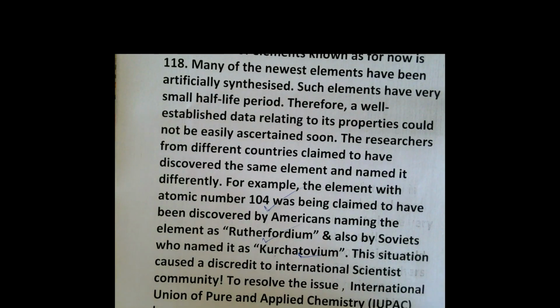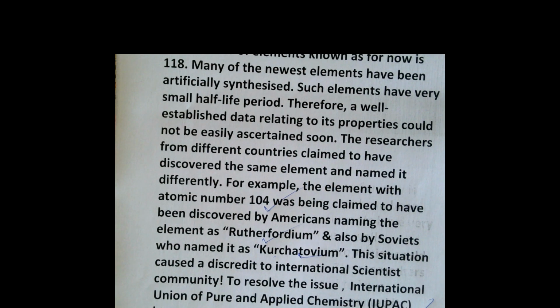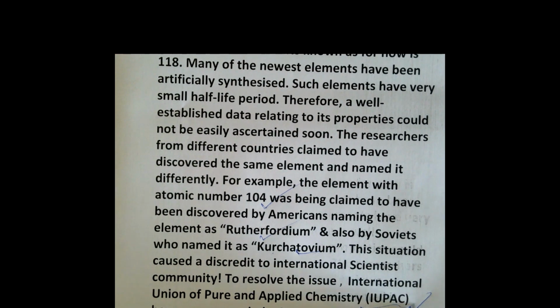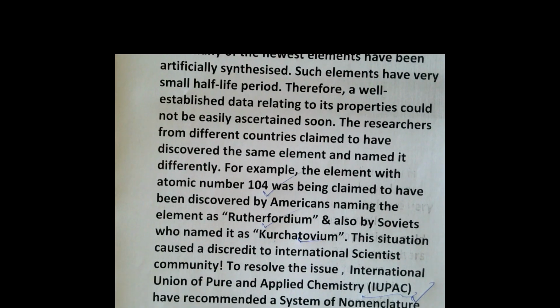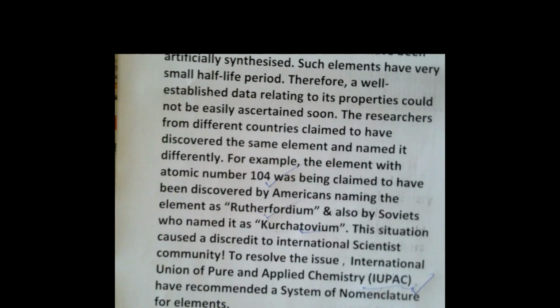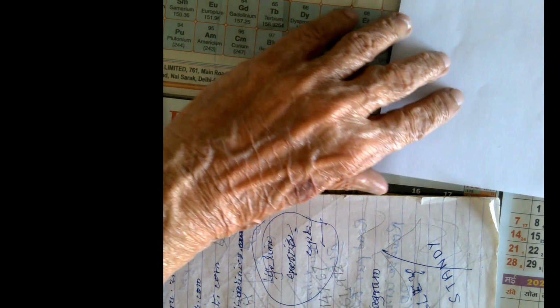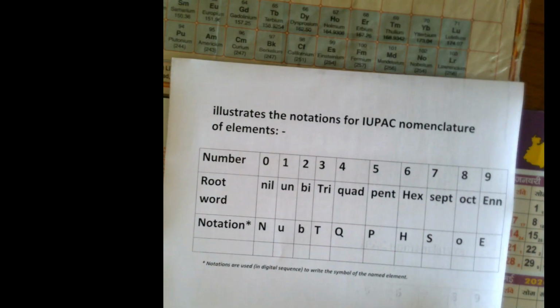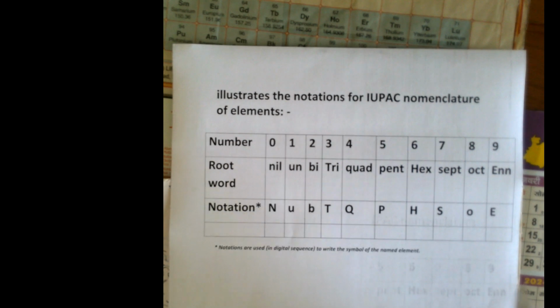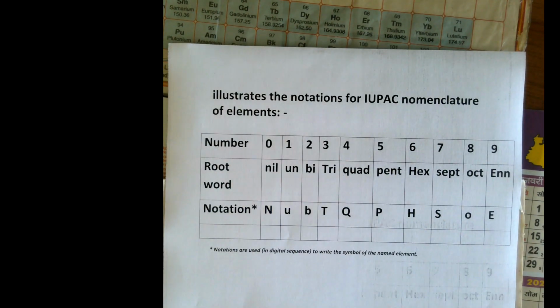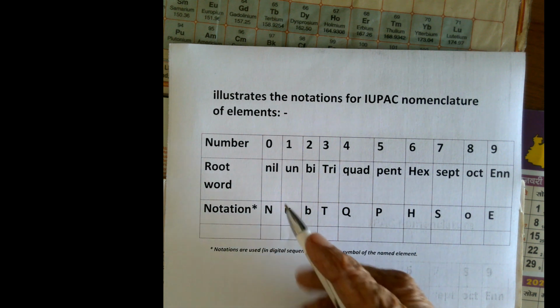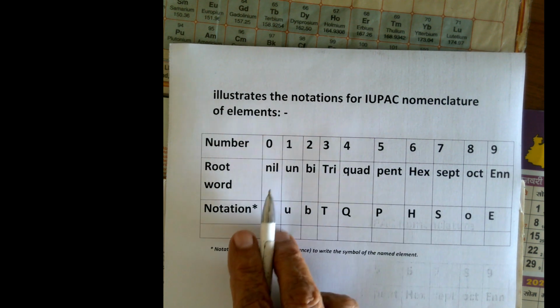And therefore, it was the International Union of Pure and Applied Chemistry, IUPAC, which came forward to resolve this and set certain notations according to the atomic number. So certain notations were formed by IUPAC according to the atomic number of the elements. For example, if 0 has to be used, we use nil.